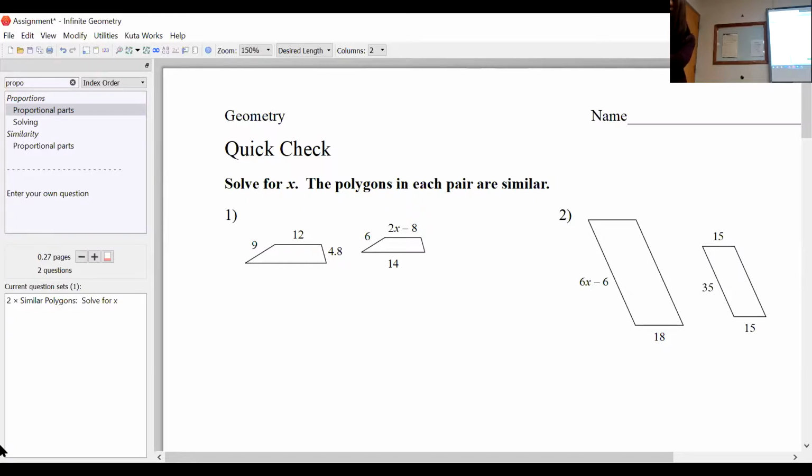I will tell you that 6 times 35 is 210, in case you run across it. Oh, I wrote it up here, but you can't see it. 6 times 35 is 210.